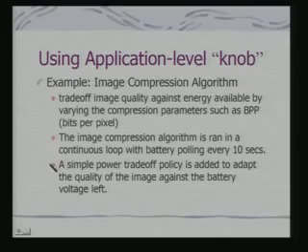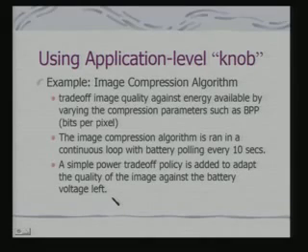In fact, you may have the ability to use an application level knob, which is very similar to a flexible application. So it can be an image compression algorithm. You trade off your image quality against energy available by varying the compression parameters such as bits per pixel. The image compression algorithm is run in a continuous loop with a battery, maybe polling every 10 seconds, because you are trying to find out the battery life. A simple power trade-off policy is added to adapt the quality of the image against the battery voltage left.